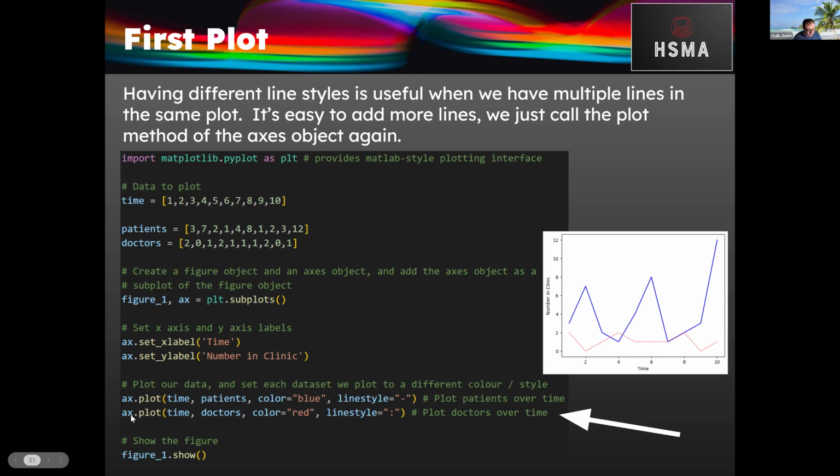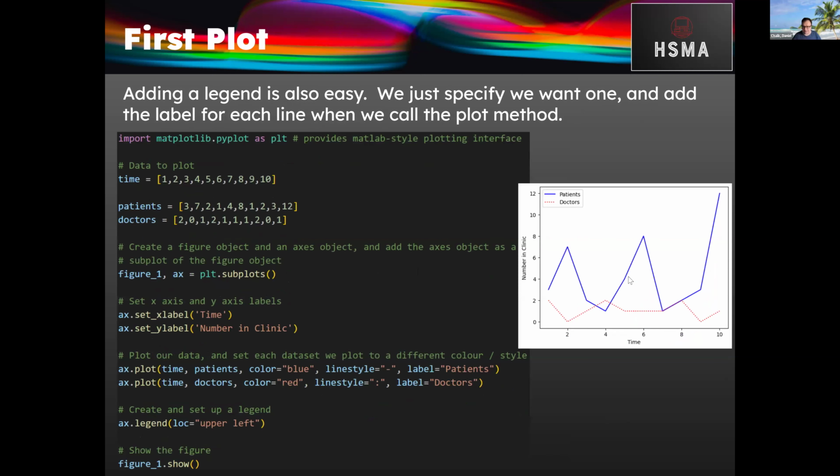And I'm also then going to call a second plot, plotting time against doctors, and I want that one to be coloured red. And I'm going to use this dotted line, which you use a colon to notate. And you can see then by doing that, I've now got a graph with two lines on it. One with a blue line, which indicates patients, and one with a red dotted line that represents doctors. But of course, if you're going to do that, you probably want to put in some sort of legend so that people know which line represents which.